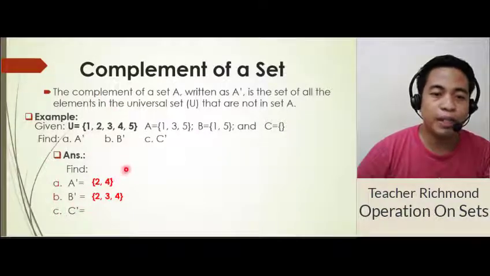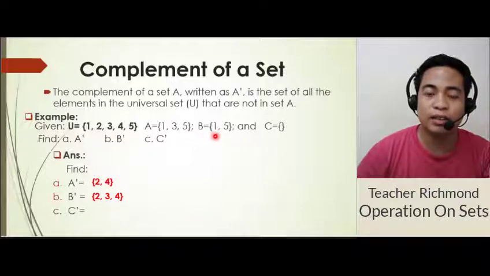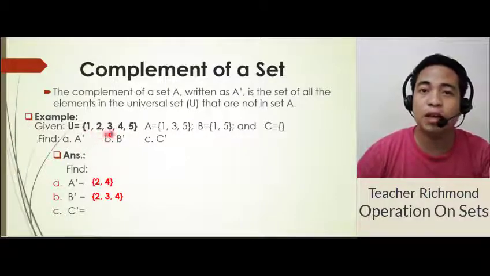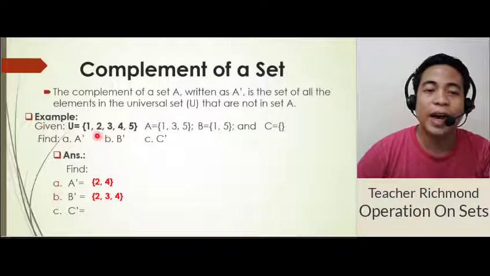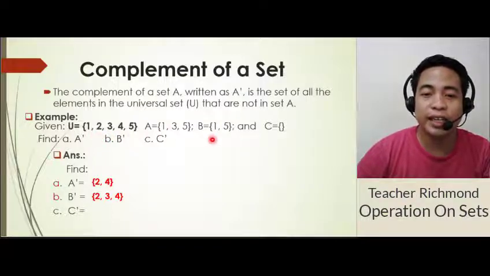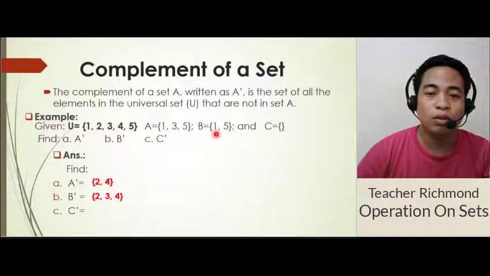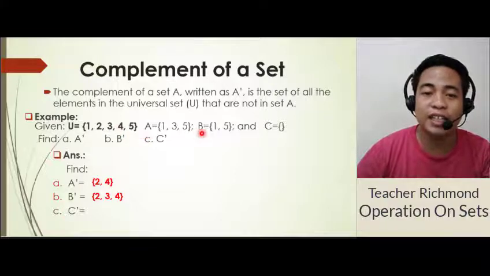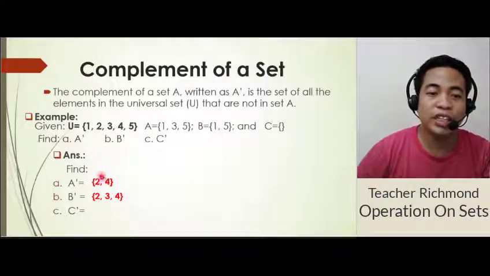Next, complement of set B. All you need to do is you will just look at set B and the universal set and compare. Look at the elements of universal set and find those elements that are not in set B. So, you would immediately notice that 2 is not present in set B. Therefore, 2 is part of the complement of set B. And 3 and 4. These are the elements in the universal set that you cannot find in set B. So, therefore, these are the complement of set B.